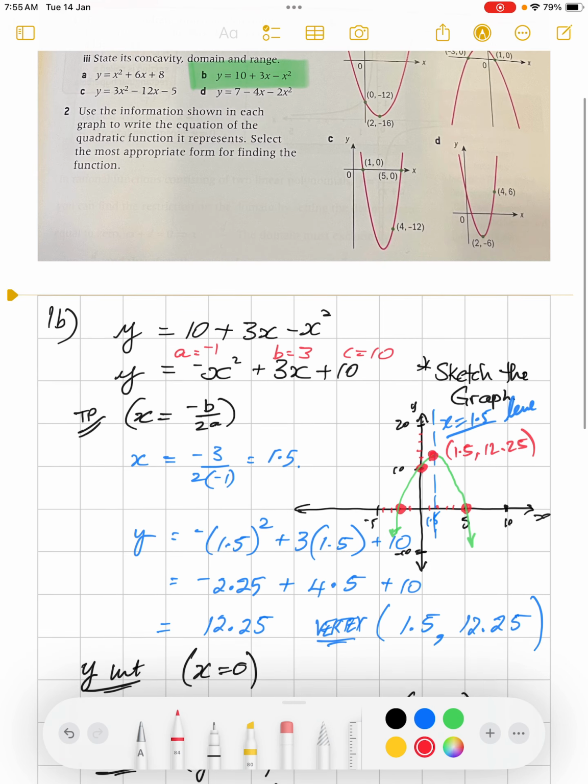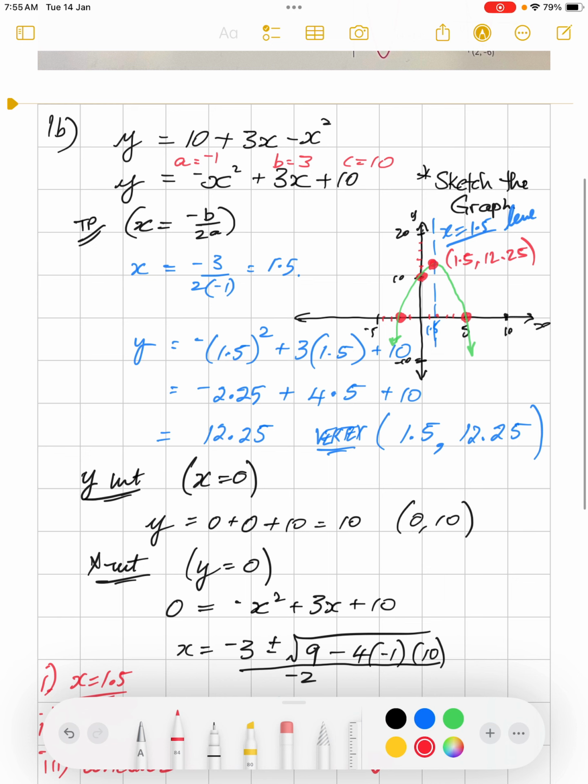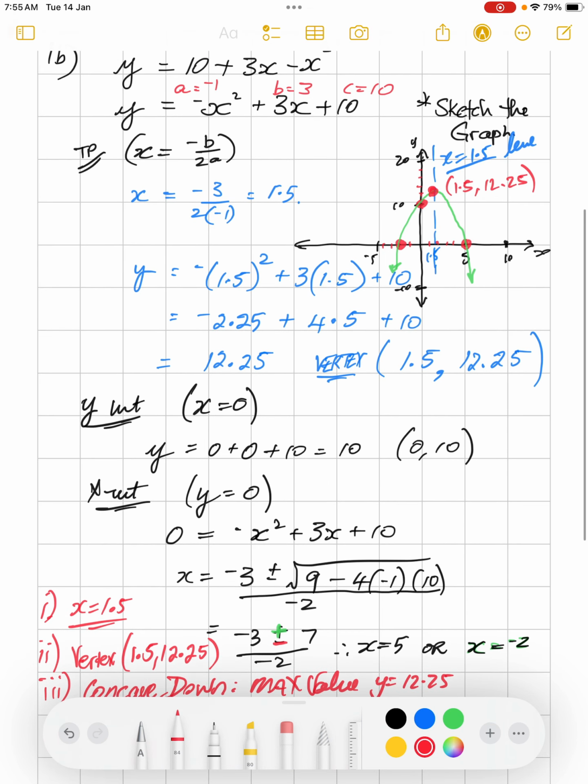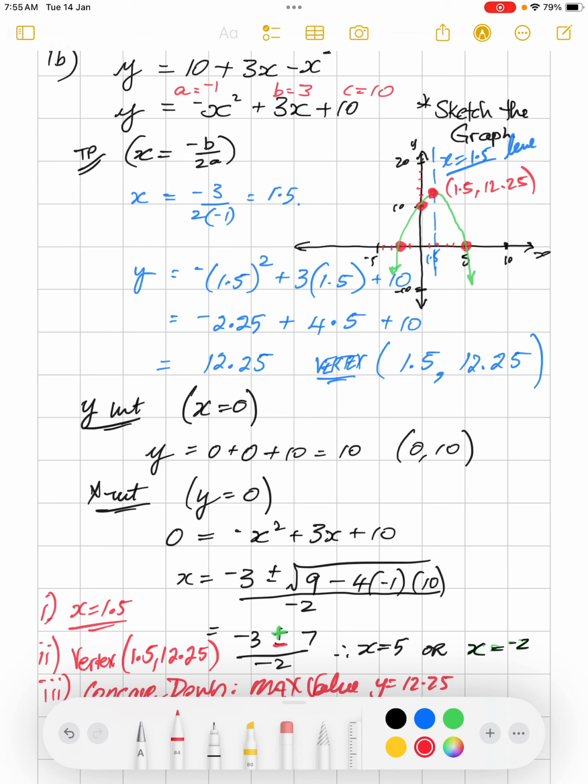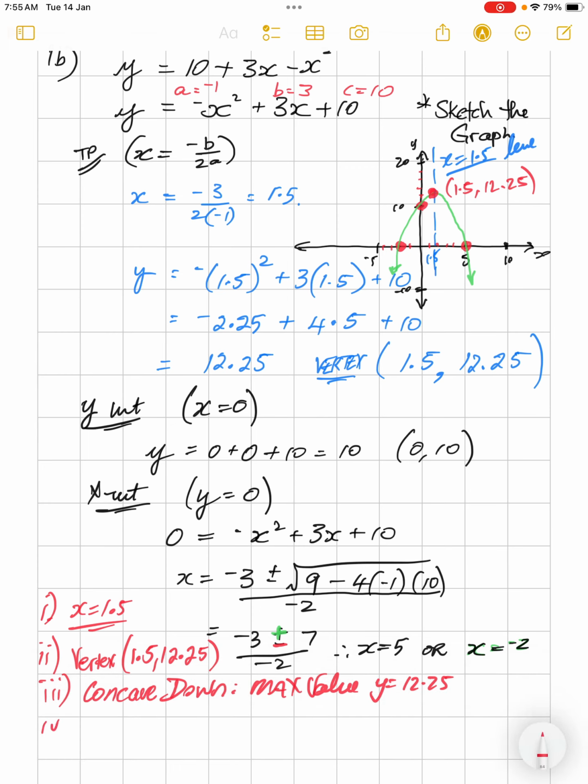And finally, it asks for the domain and range. Well, the domain is all real values, and the range is all y values less than or equal to that maximum value, which is 12.25. So the range, the highest value, the biggest value is 12.25, and the graph is underneath that value.